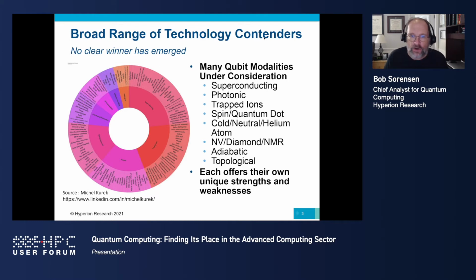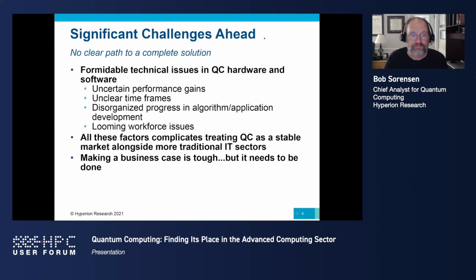But right now, each of them offers their own strengths and weaknesses. And at this particular point in time, there is no clear winner. And what I like to say, perhaps somewhat provocatively, is perhaps if we could move the clock forward, say 15 years, the quantum modality of choice may not yet be on this list. So by no means is the race over. By no means has a winner been declared.